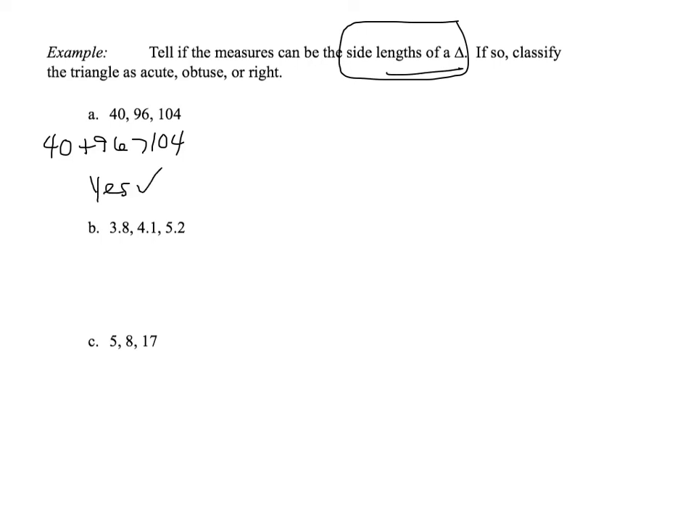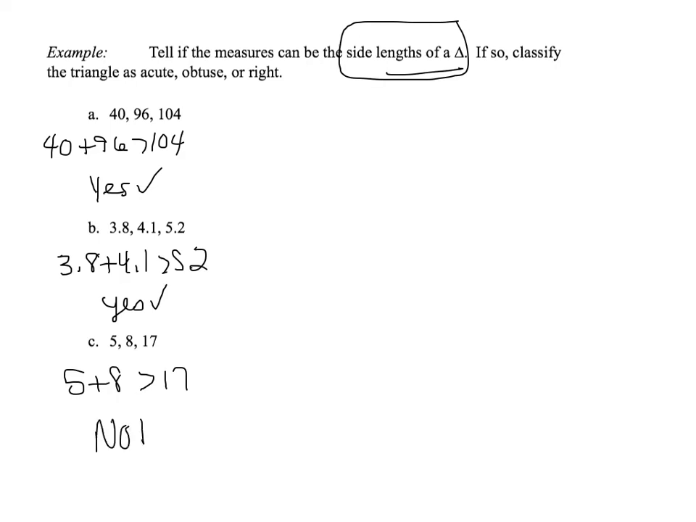Let's take a look down here. The two small sides, 3.8 plus 4.1, is that greater than 5.2? Hopefully you said yes. And then is 5 plus 8 greater than 17? No, it's not. So this is not a triangle. Because we figured this out, we don't even have to do this problem. There's no more to do.